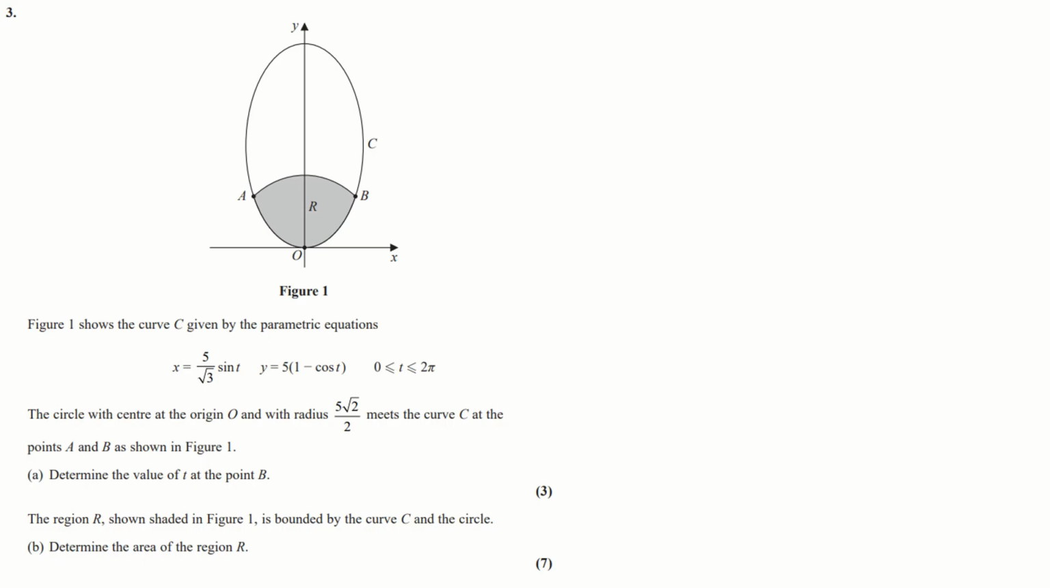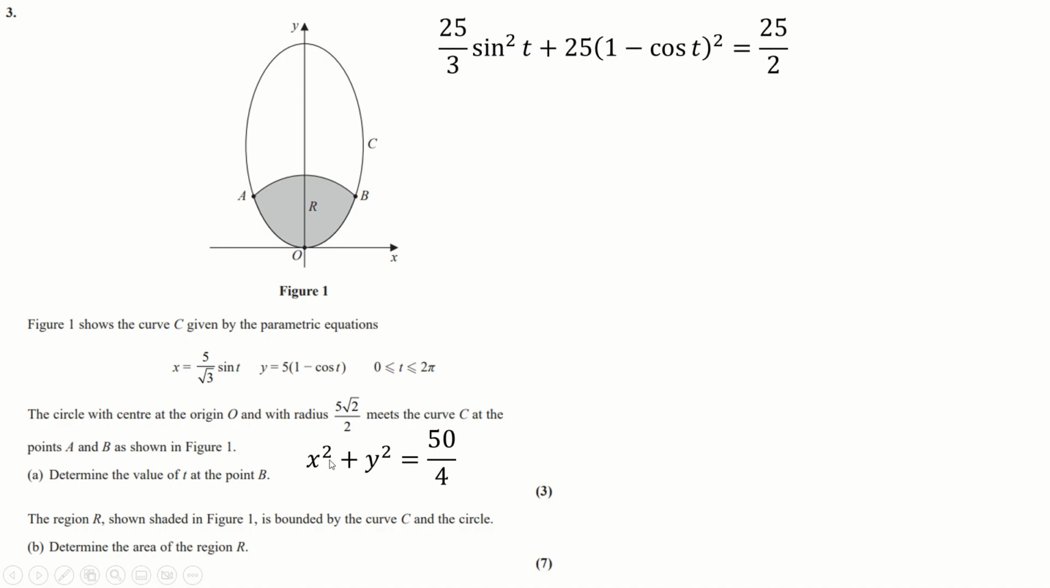Okay, the next one is about some integration, which is nice. Determine the value of t. So we're just looking for the intersection between this curve and this one here. Now this is a circle, radius this, at the origin, so that's x squared plus y squared is this thing squared, which is 25 times 2 over 4, which is that. So now let's put these two values into here, I guess, to find the value of t.